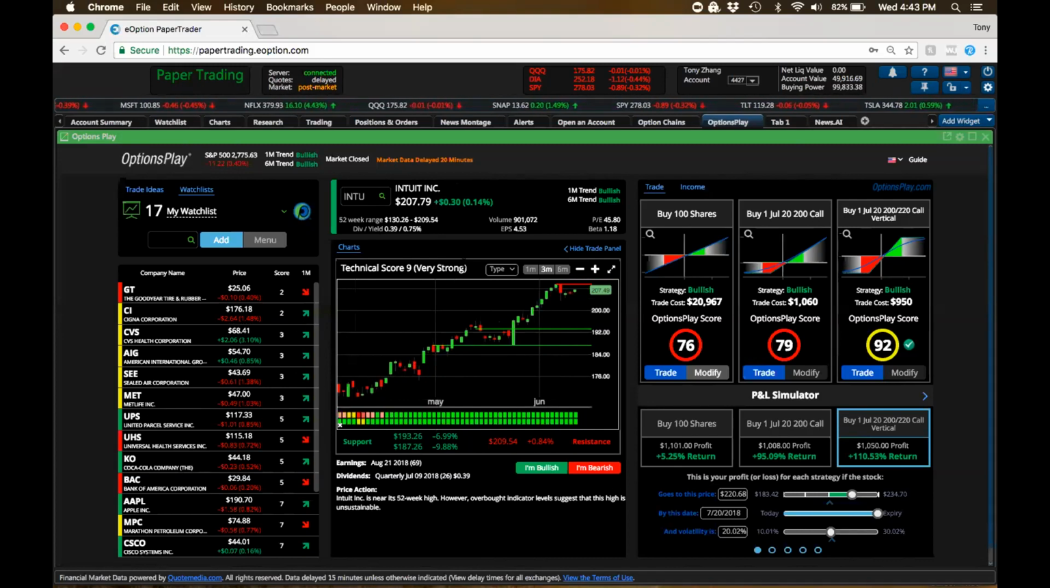Then we provide different analysis to help you form a directional view, like a technical score that gives you a relative strength reading, so that you can quantify how strong this stock is compared to other stocks in the market, and quickly gauge: am I bullish or bearish on the stock? As you can see, you have 2 buttons here at the bottom of your screen. One says I'm bullish, one says I'm bearish.